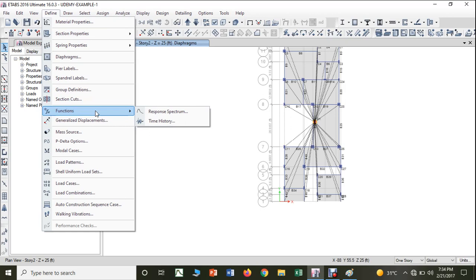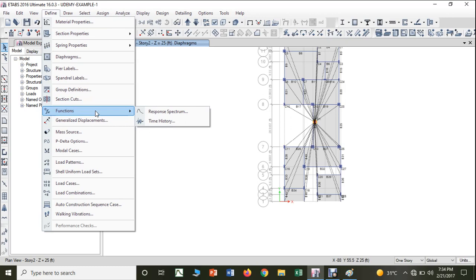Okay, so when you are going to analyze the structure by considering that dynamic load, which is going to vary for every period of time, and when I say a period of time, it may be a fixed period of time or it may be an irregular one, that type of analysis we are going to call dynamic analysis.